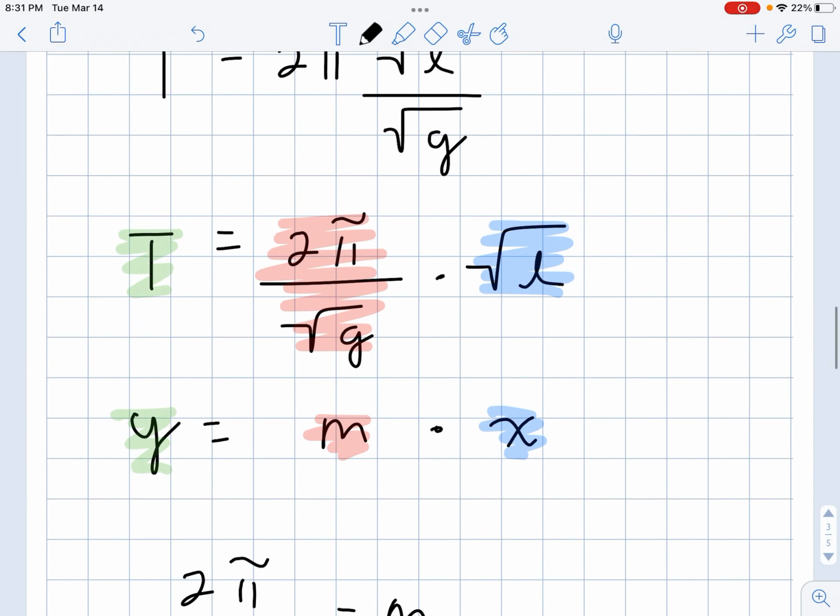Two different ways to linearize data when you have a square root function.